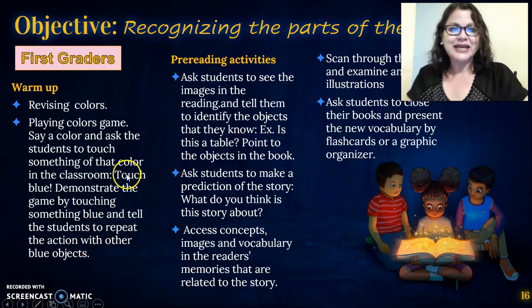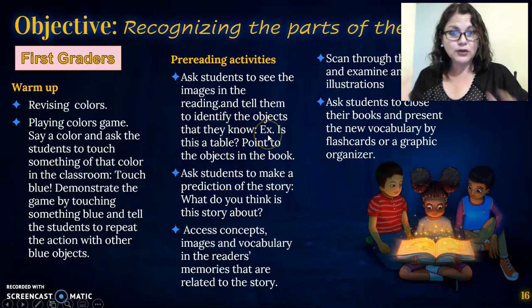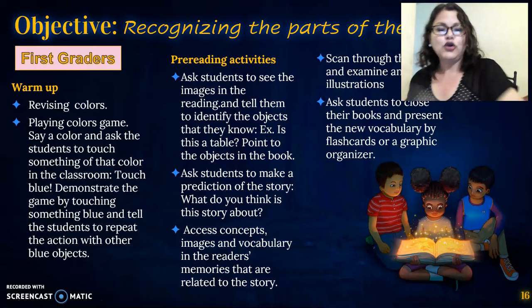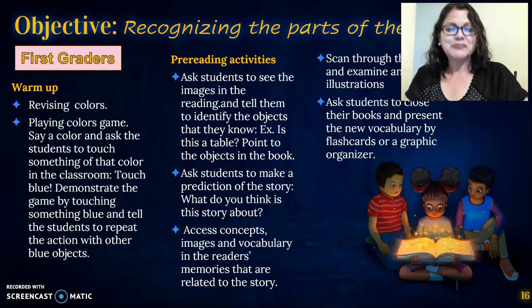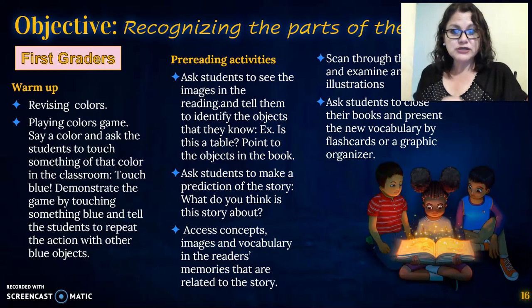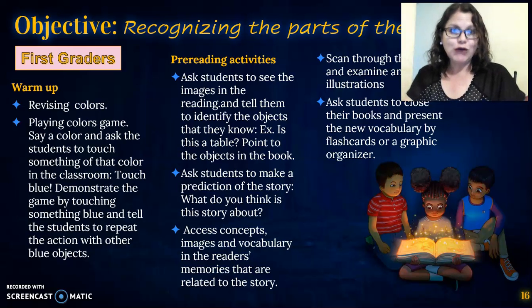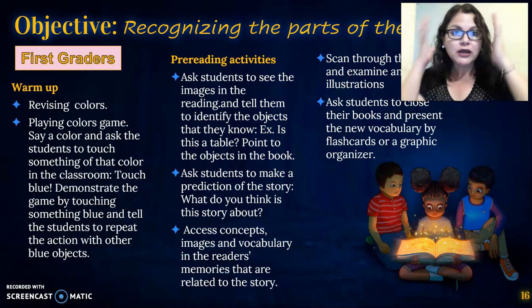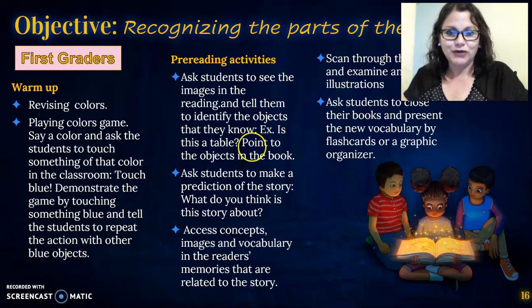For pre-reading activities, ask students to see the images in the reading and tell them to identify the objects that they know. Example, is this a table, is this a boy or is it a girl, and point to the objects in the text, okay, in the book. Ask students to make a prediction of the story. What do you think this story is about? And they are going to start thinking, looking at the images, and predicting the story.